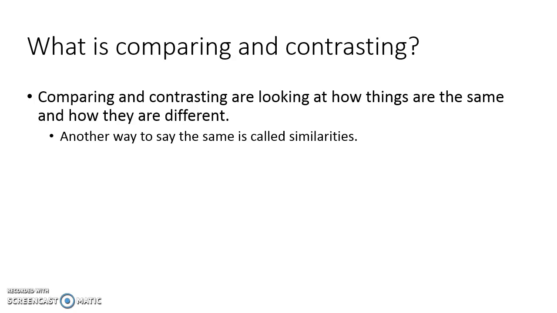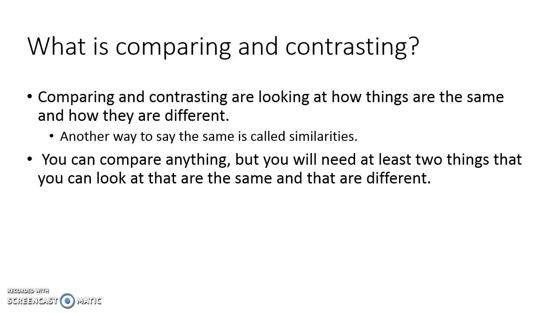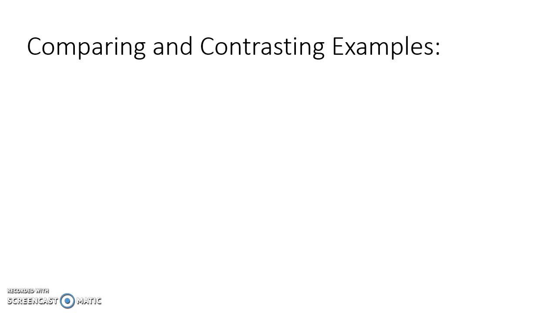Another way to say how things are the same is to call them similarities. You can compare just about anything, but in order to start comparing and contrasting, you will need at least two things that you can look at where you can name characteristics about them to see how they are the same and how they're different.